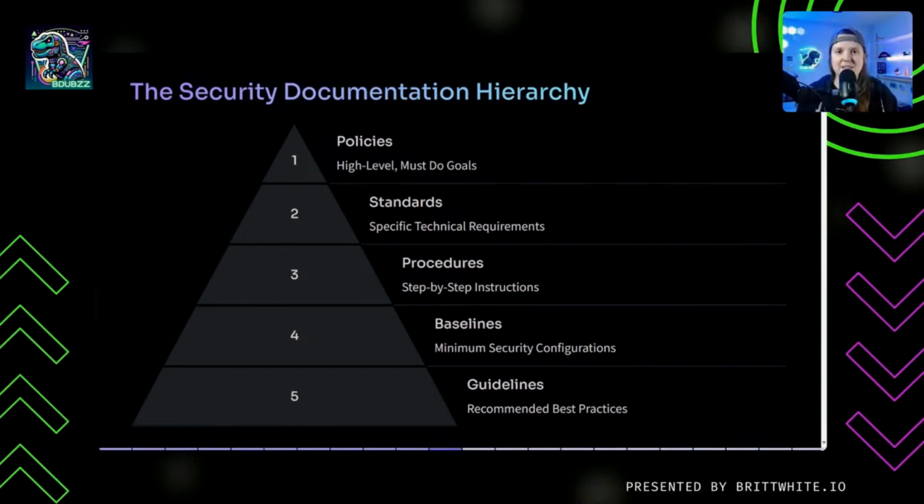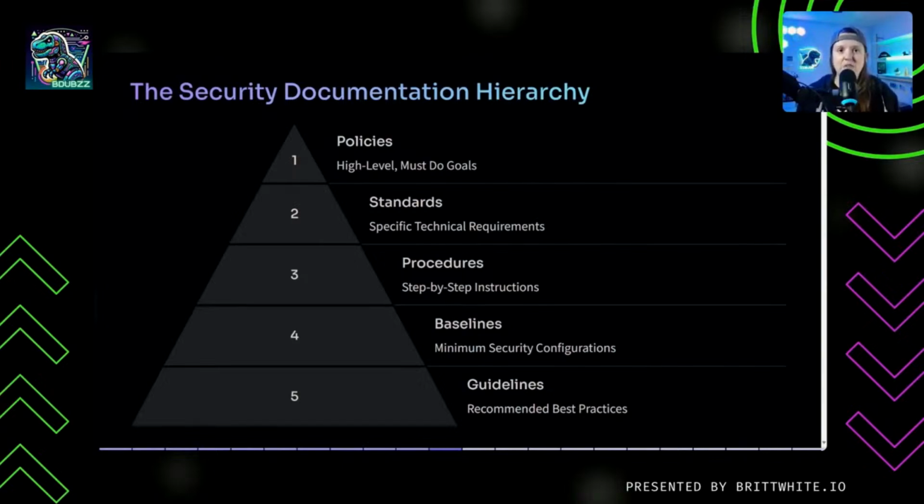Next up are the baselines. These are the minimum implementation levels for security configurations. Think bare minimum security for your systems. How little can we get away with? Just kidding, mostly. But this is the minimum acceptable level.